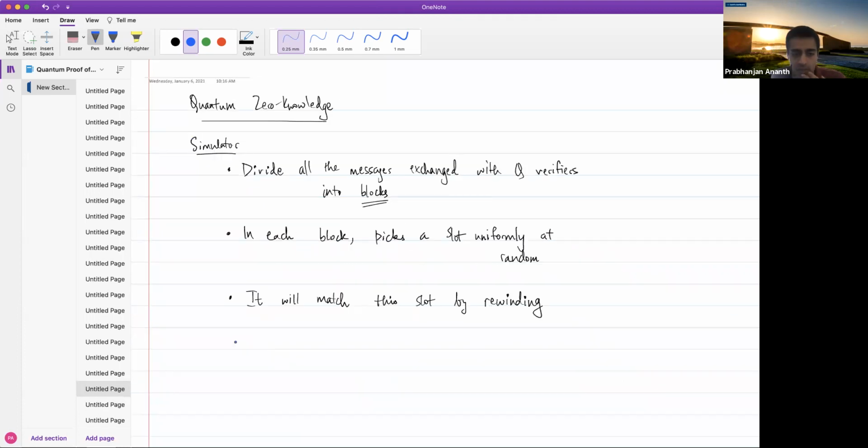Yeah, after matching the slot, it moves on to the next block, and so on.